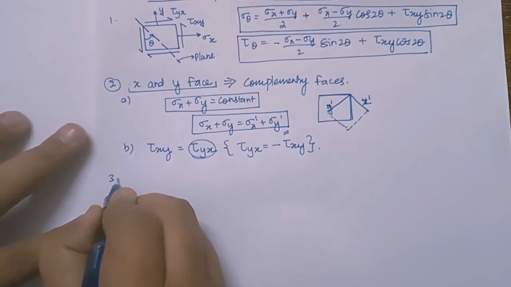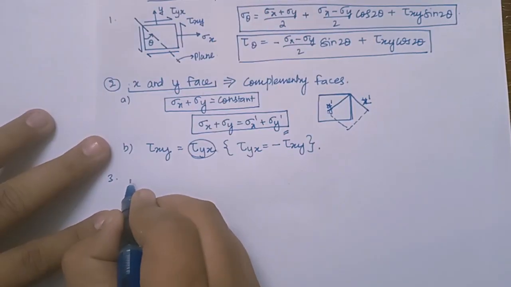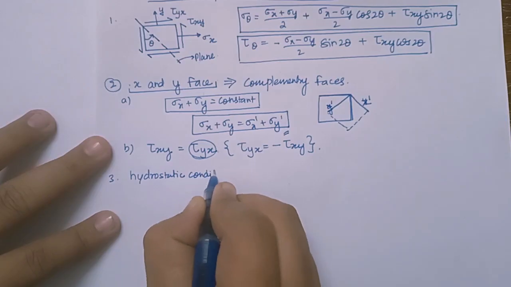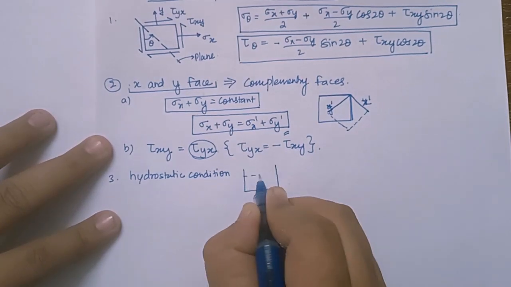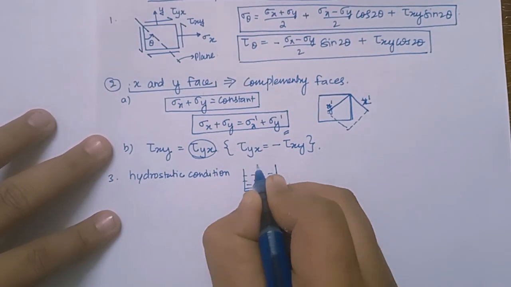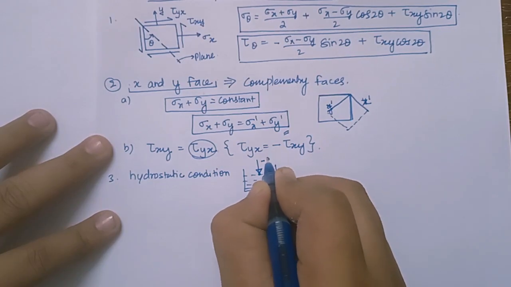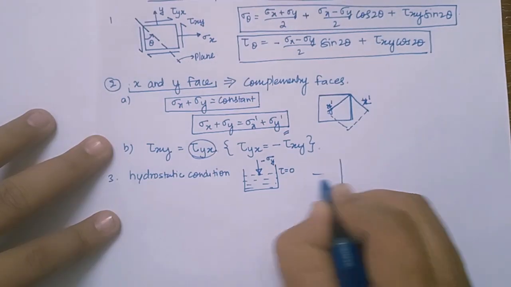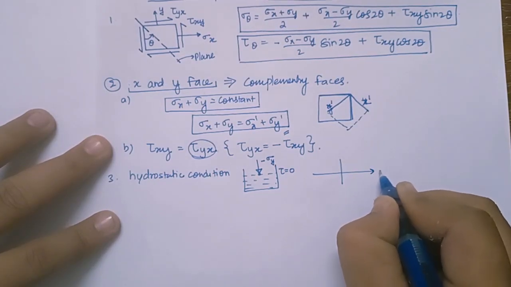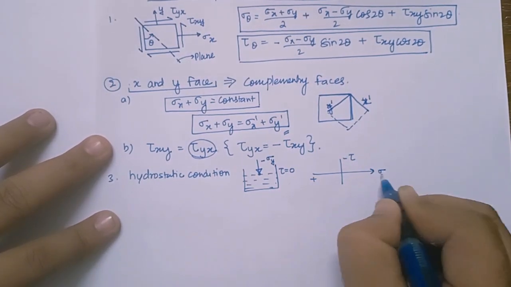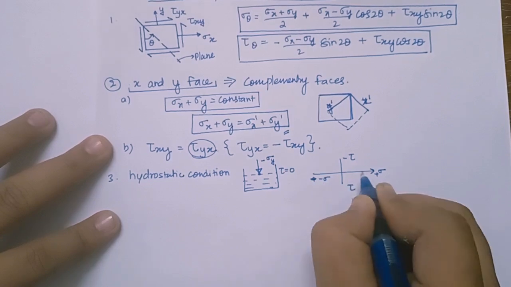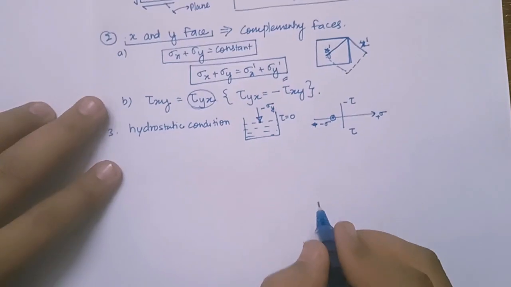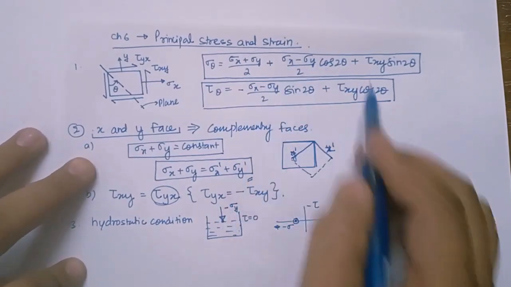Now next, the third point: the hydrostatic condition. If we have a container and the liquid is in static condition, then only sigma is acting, that is sigma y, and tau is 0. So if I draw its Mohr circle, with sigma on the axis and tau perpendicular, I get just a point. So this is called the analytical approach.